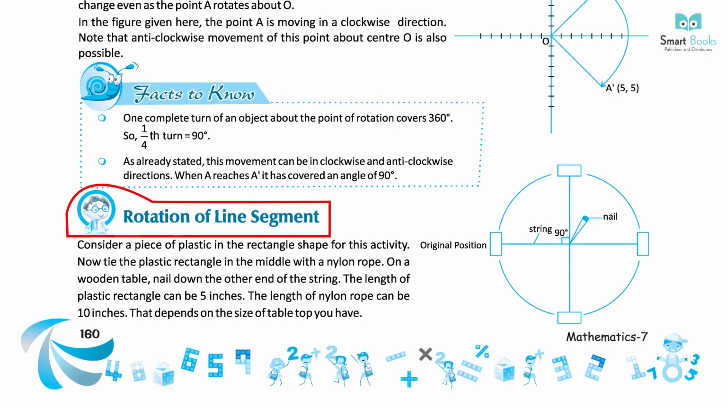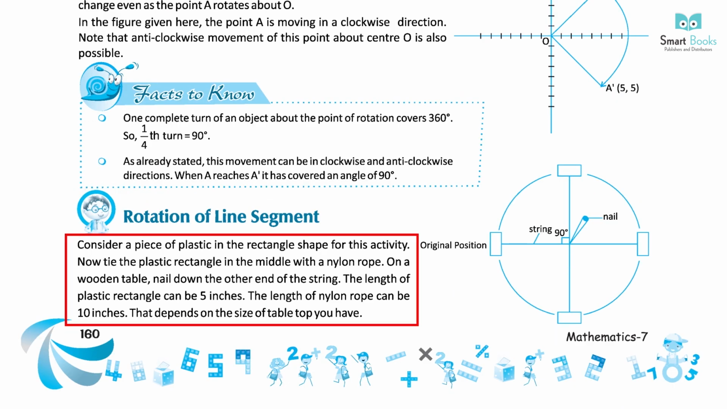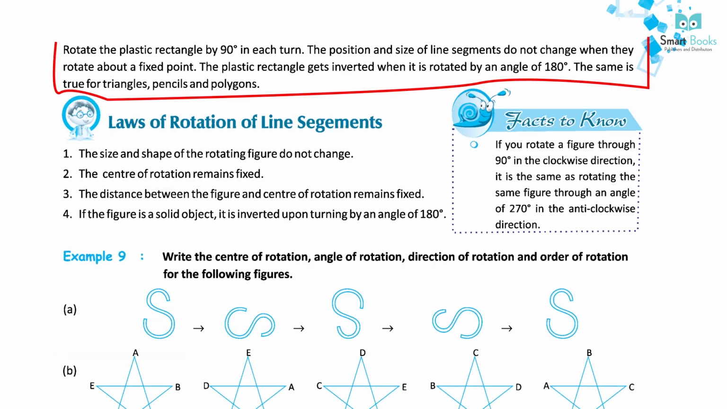Rotation of line segment. Consider a piece of plastic in the rectangle shape for this activity. Now tie the plastic rectangle in the middle with a nylon rope. On a wooden table, nail down the other end of the string. The length of plastic rectangle can be 5 inches. The length of nylon rope can be 10 inches. That depends on the size of tabletop you have. Rotate the plastic rectangle by 90 degrees in each turn.